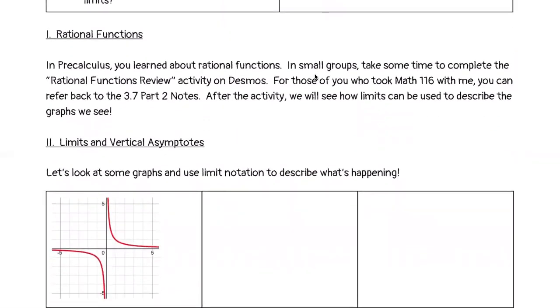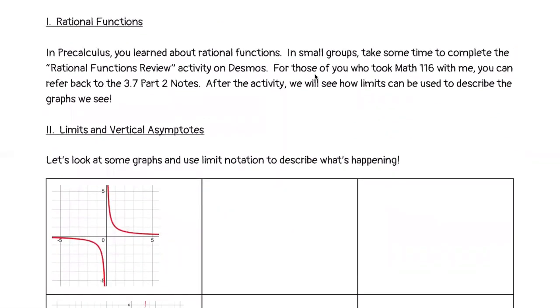If you check out your classroom on Desmos, there is an activity called Rational Functions Review. Based on the feedback from earlier, I'm going to leave that for you to do on your own time. If you took Math 116 with me, you can also refer back to, I think it was 3.7 part 2. But the Rational Functions Review activity on Desmos should give a nice summary of some of these things that we're going to talk about today, in case they weren't things you remembered right off the bat. So I'll leave that for you to do. It is already in your Desmos classroom.